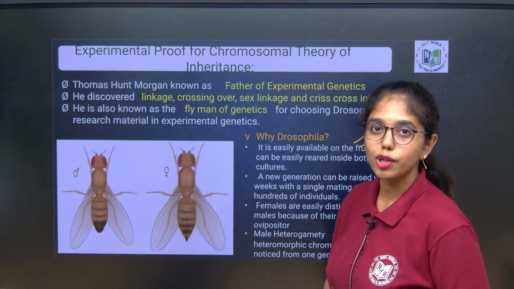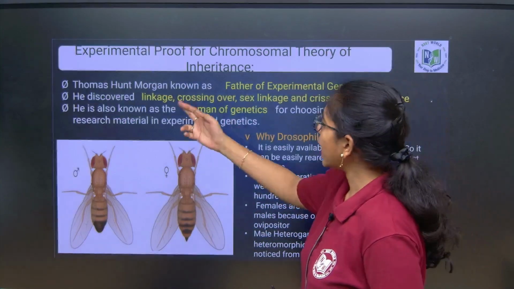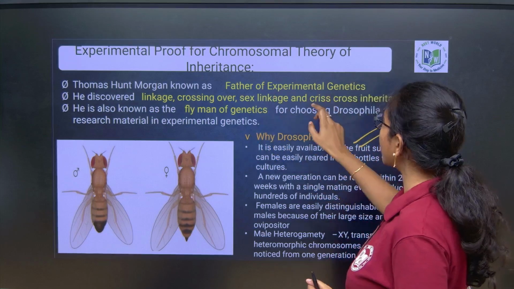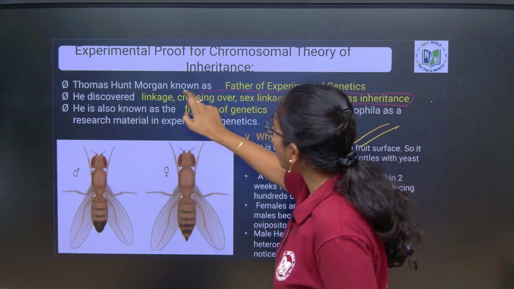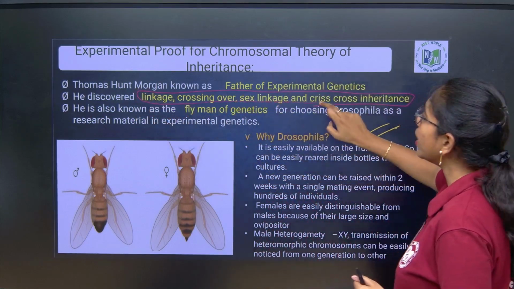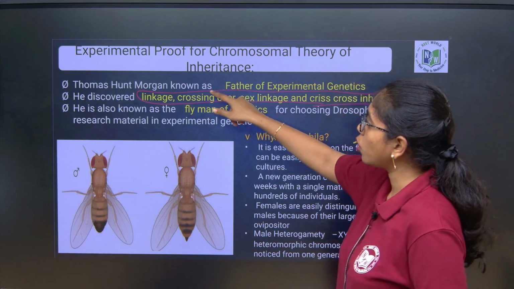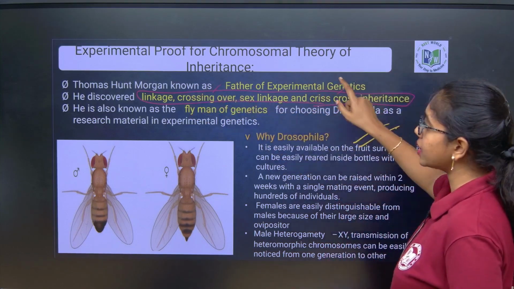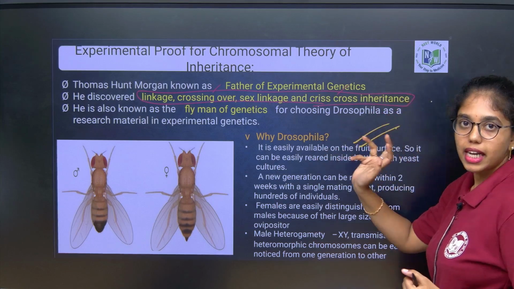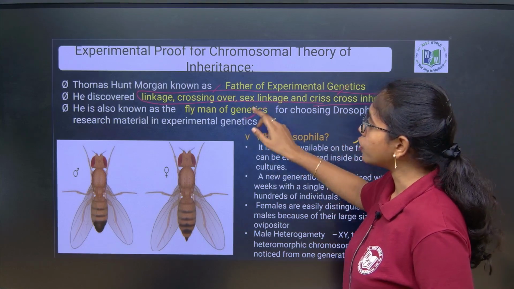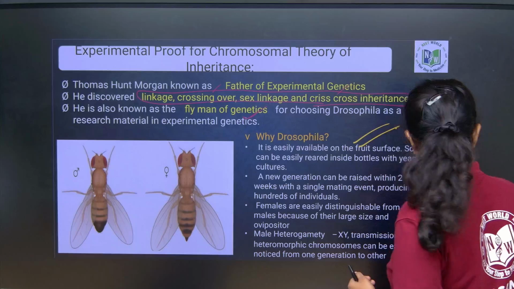Not just the chromosomal theory of inheritance, but linkage, crossover, sex linkage and crisscross inheritance, all these were discovered by Thomas Hunt Morgan himself. Who is the scientist who gave crossover, linkage and crisscross inheritance? It is Thomas Hunt Morgan. That is why he is called the flyman of genetics.